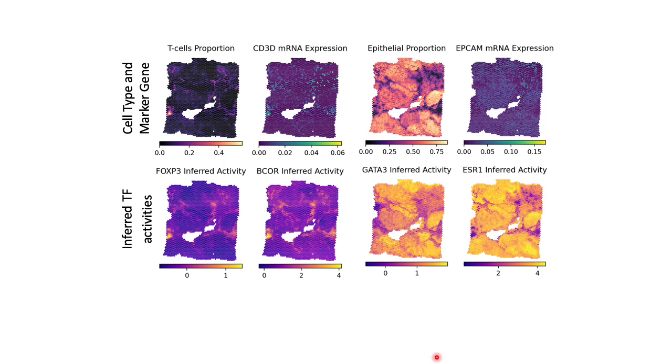To test that our model is giving sensible results, we see FOXP3 and BCL11B both being correlated with T cell proportions, which makes sense because there's a good deal of evidence that suggests these two TFs play an important role in T cell regulation in breast tissue. Likewise, GATA3 and ESR1 are important transcriptional regulators in breast epithelial cells.